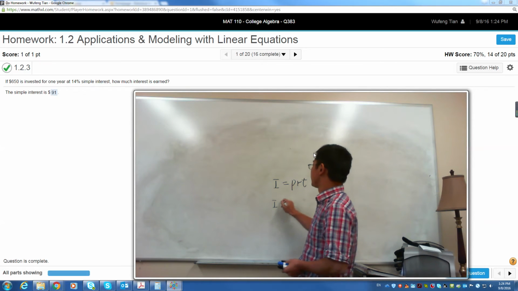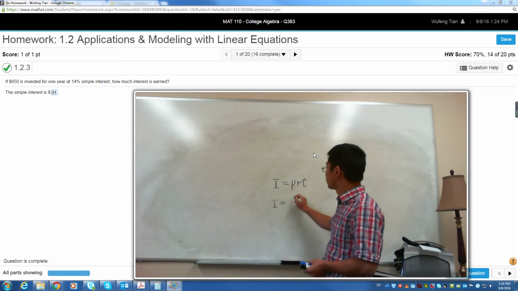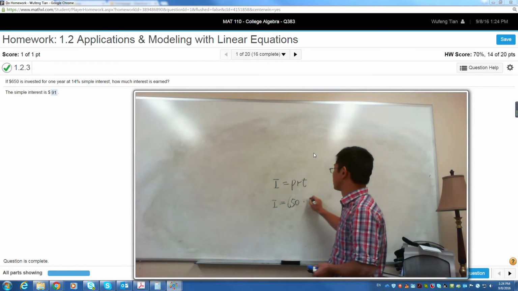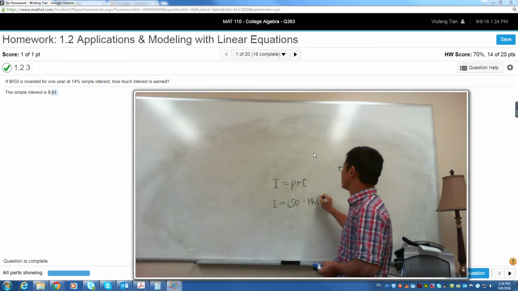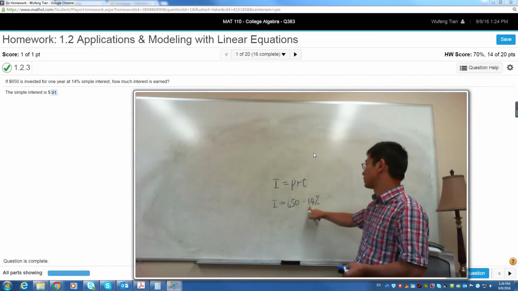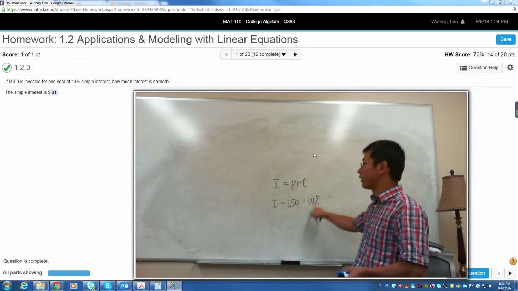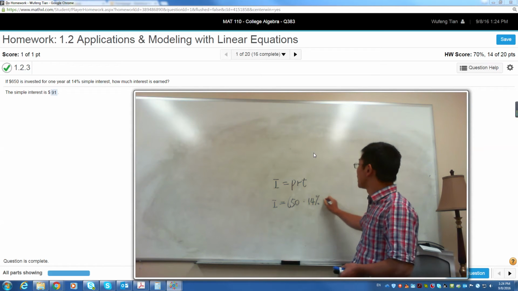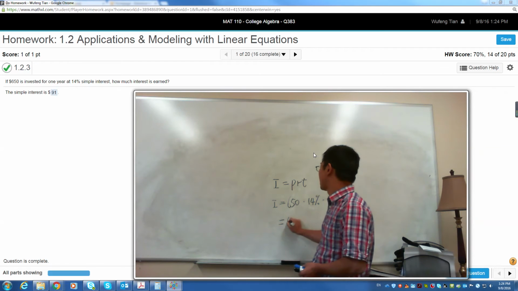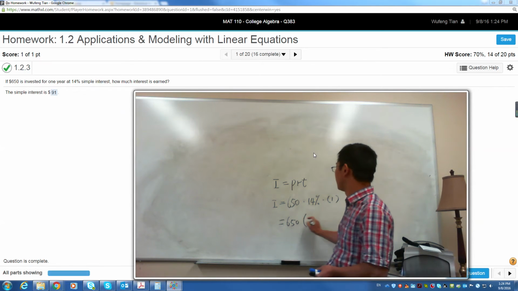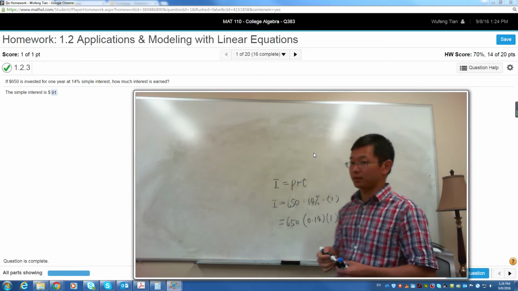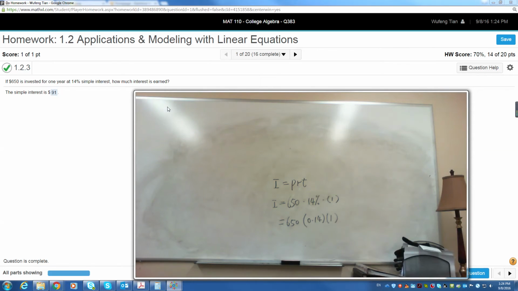I is the interest, P is the principal. Principal is 650, and R is the interest rate. Interest rate is 14%, which is equivalent to 0.14 in decimals, pretty much like 14 divided by 100. T is time, which is 1 year. So you can use a calculator: 650 multiplied by 0.14, then multiplied by 1. You get the right answer. First one.